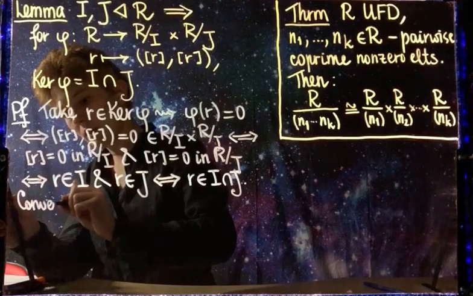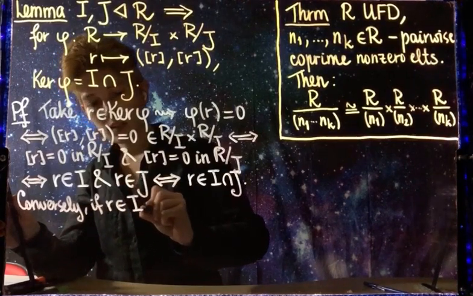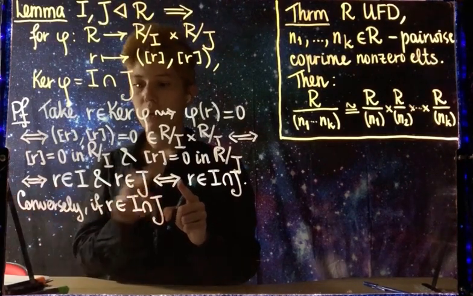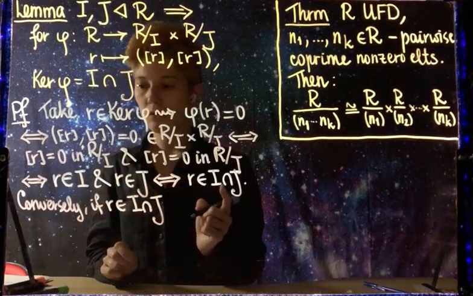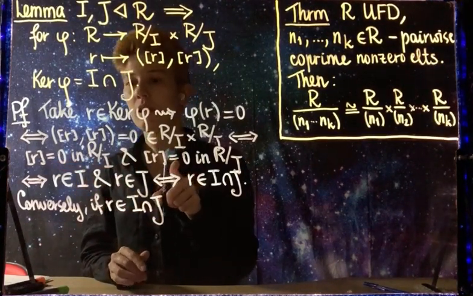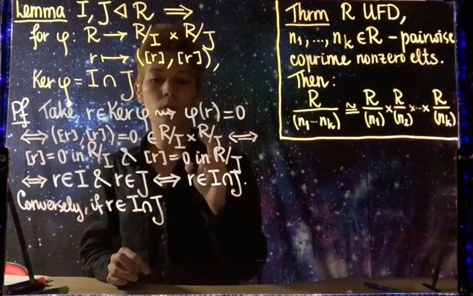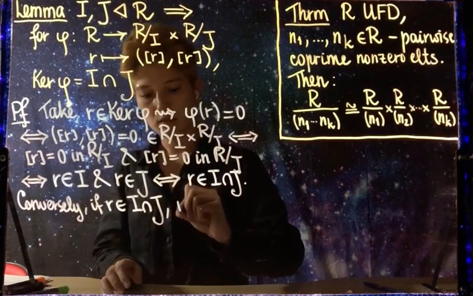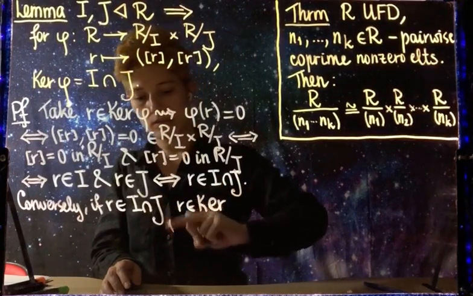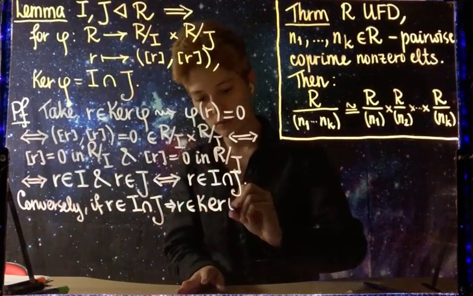And conversely, if R is in the intersection of these ideals, we can follow the sequence of these equivalences in the other direction. So R belongs to both I and J, which means that R is equal to 0 in both quotient rings. And this means that this pair is the 0 pair in the product of the quotient rings. Conversely, if R is in the intersection, then R also belongs to the kernel.